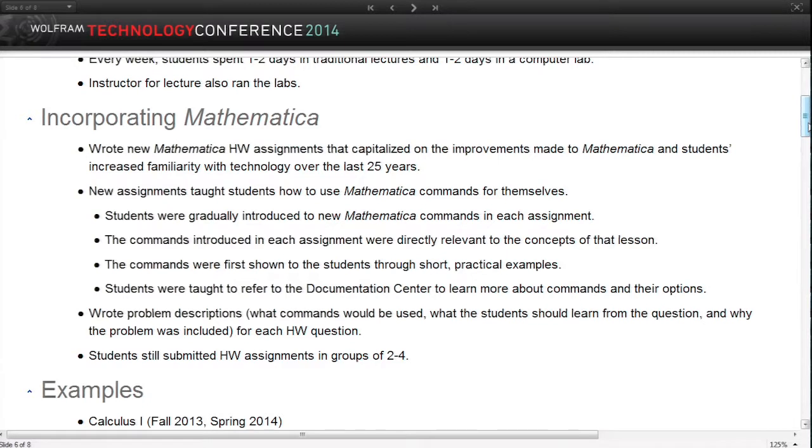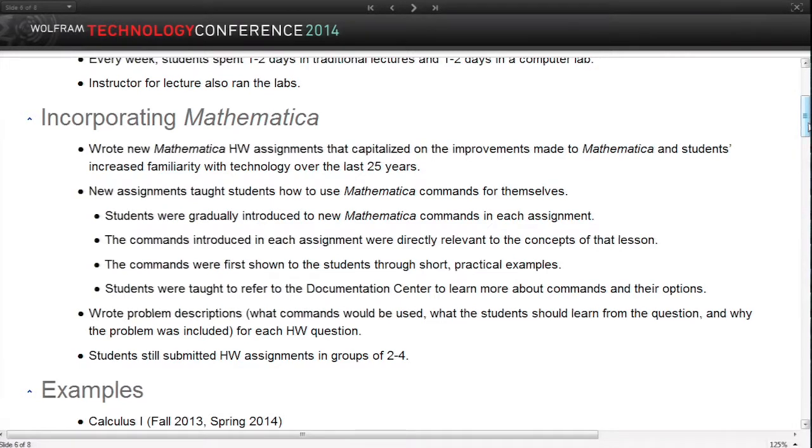And so at the request of the department, I wrote new assignments that both took advantage of Mathematica's improvements and students' improvements when it comes to being able to use technology. And so these new assignments taught students how to use Mathematica commands for themselves. That was really the primary goal of these new assignments. And as we see, it was fairly successful in some classes.